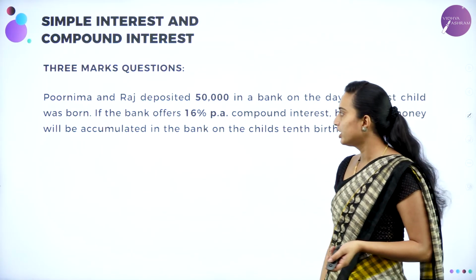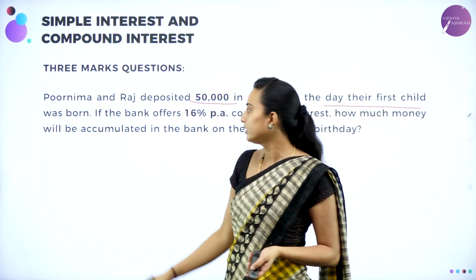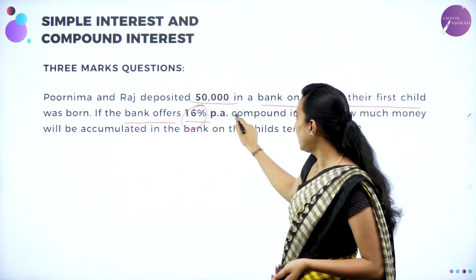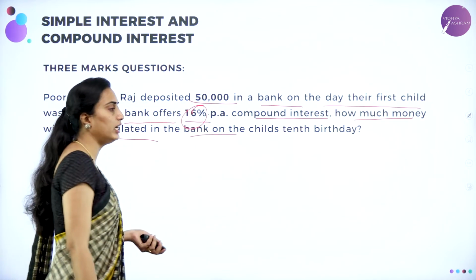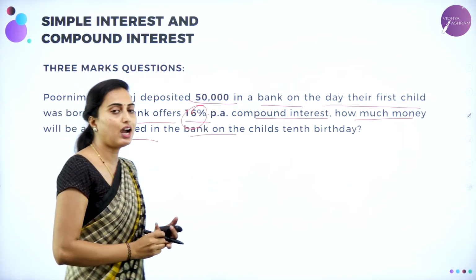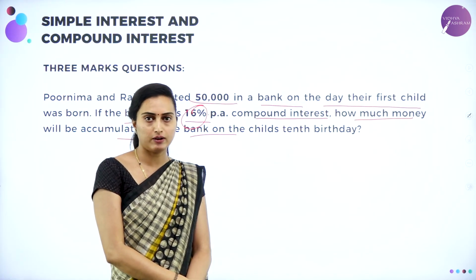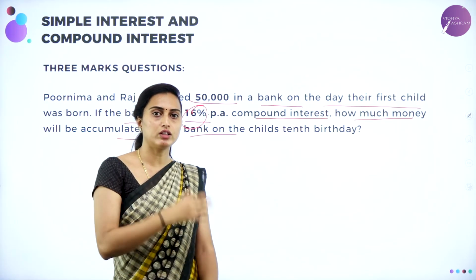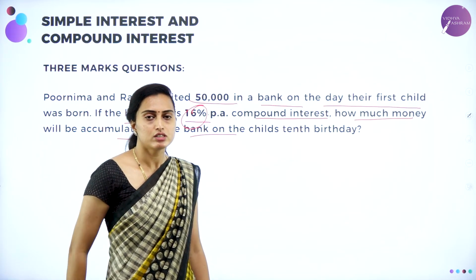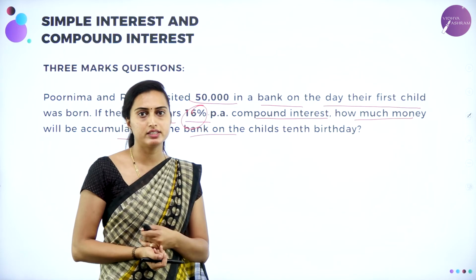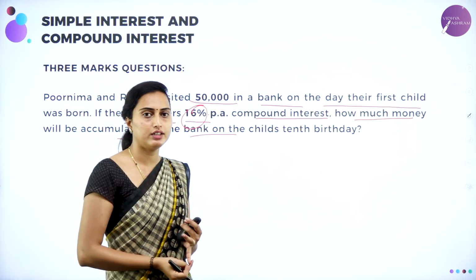Purnima and Raj deposited 50,000 in a bank on the day their first child was born. If the bank offers 16% per annum compound interest, how much money will be accumulated in the bank on the child's 10th birthday? If they celebrate the first birthday, you are going to have it as first year. So on the child's 10th birthday, it will be equal to 9 years, isn't it? Because 0 birthday they are not going to calculate, so first year only they are going to calculate. So the 10th birthday will become 9 years.